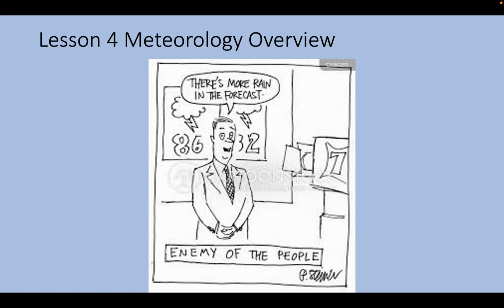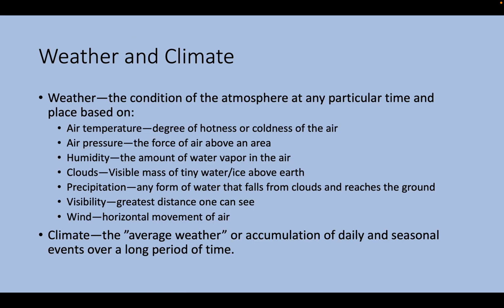Right, lesson 4 is an overview of meteorology and some of the terms that you'll be seeing with that. Here's a little cartoon just showing that the meteorologists can sometimes be the enemy of the people because they can get the forecast wrong or forecast things that we don't want to hear about.